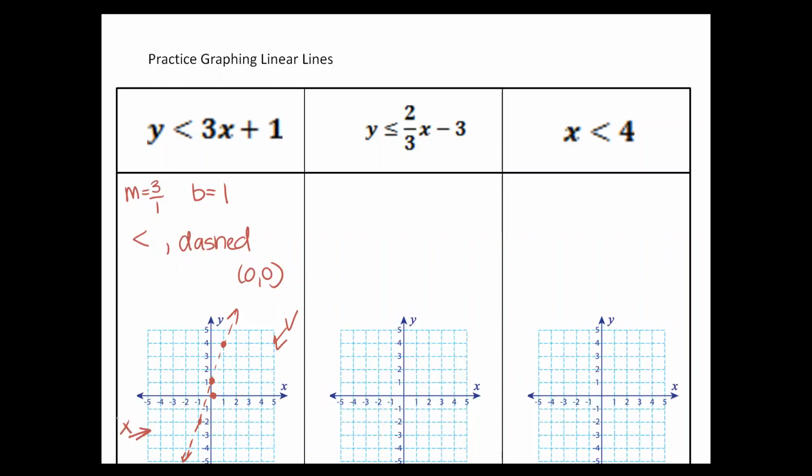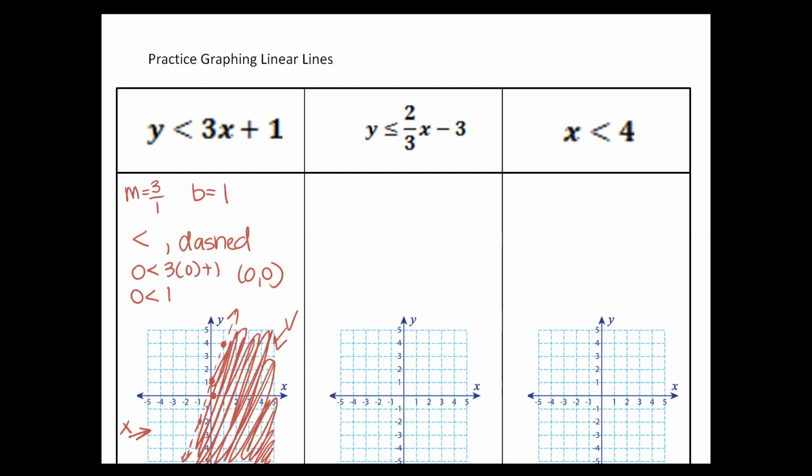If the test point works, it would be bad on this side if it does not. So let's test it. We're going to get 0 is less than 3 times 0 plus 1. 0 is less than 1. Is 0 less than 1? Yes, it is true, so we want to shade our right side. Okay, there it is for that one. Let's try the next one over.